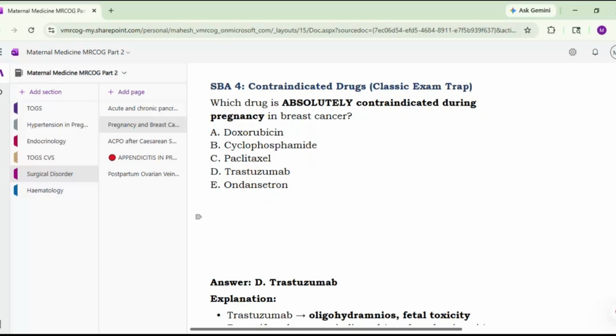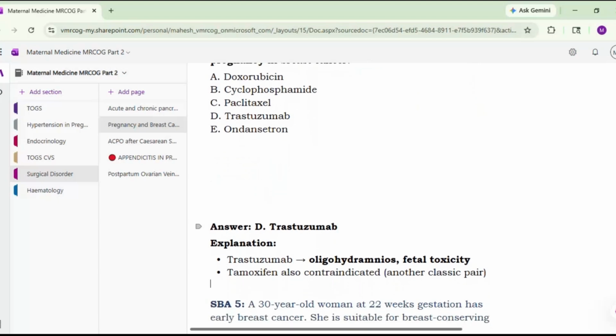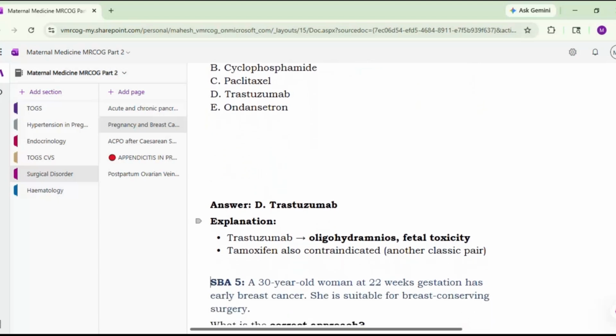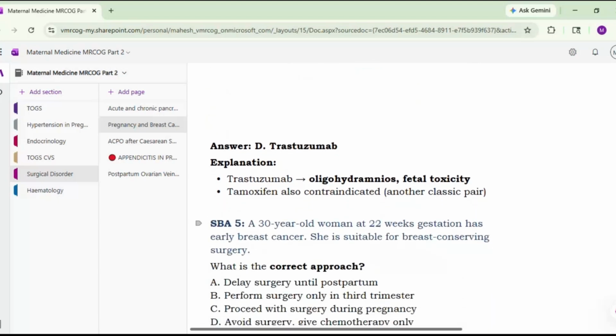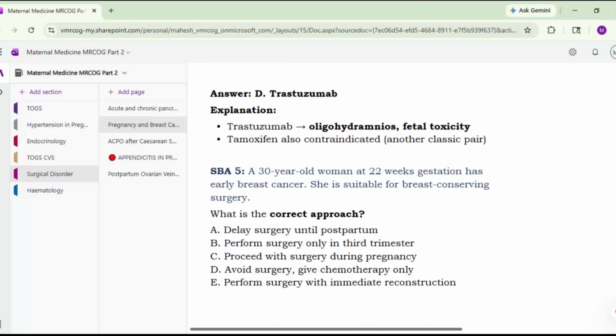I don't know, but cyclophosphamide is also contraindicated, so this is not much relevant. But among the breast cancer drugs, trastuzumab causes oligohydramnios and fetal toxicity. Tamoxifen is also contraindicated.